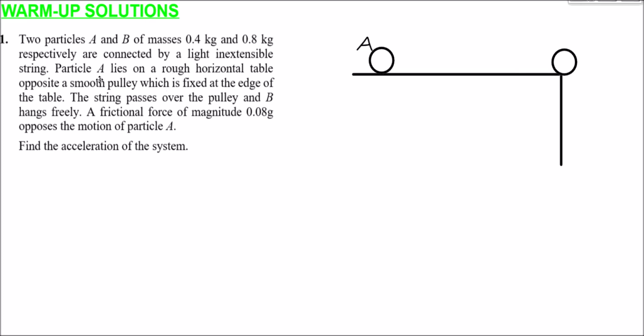And as well, we're now told that the string passes over a pulley and B hangs freely. So I'm going to do a particle B, make this slightly smaller. That can be B, and that's dangling over the edge like so. Now I've got strings connecting them, so that goes to there, and this one goes down like so. And that's B, which is hanging freely, as it says.